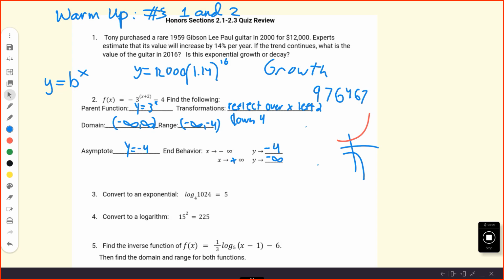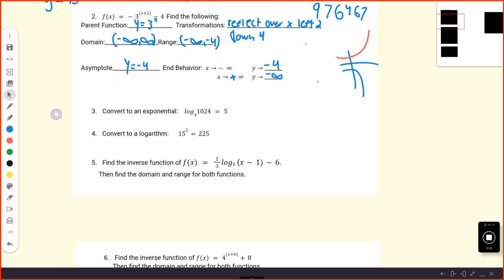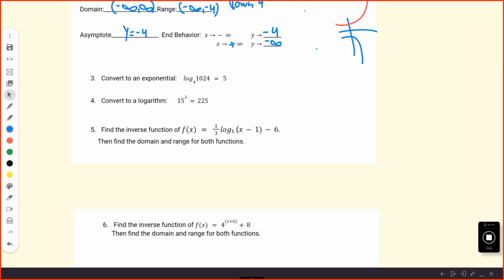All right, so again, we're done with the warm-up, numbers 1 and 2. And then number 3, let's do this together, okay? We're going to convert this log to an exponential form. So who can give me the exponential form of this log? Yes, Maddie? 4 to the 5th power equals 1,000. Correct. Okay, any question with this conversion?